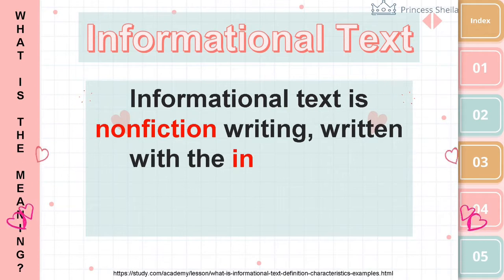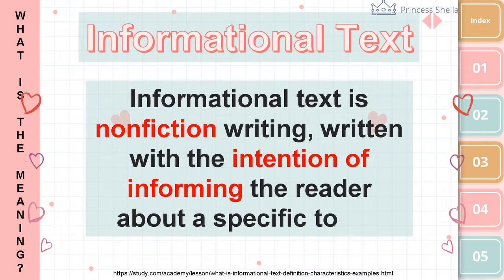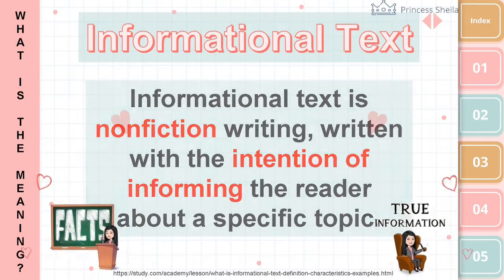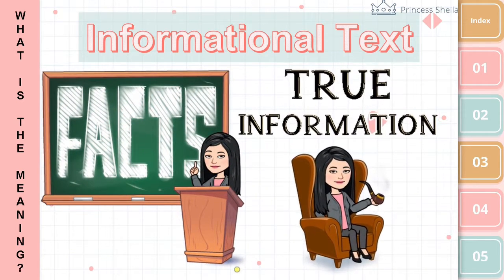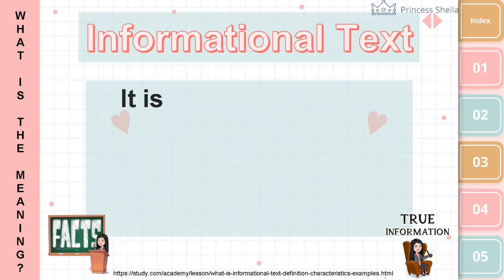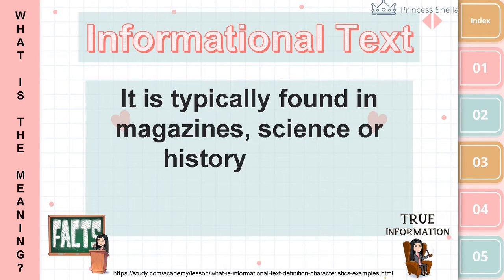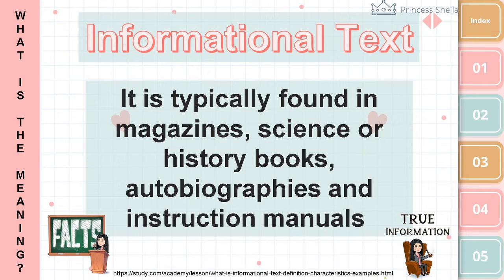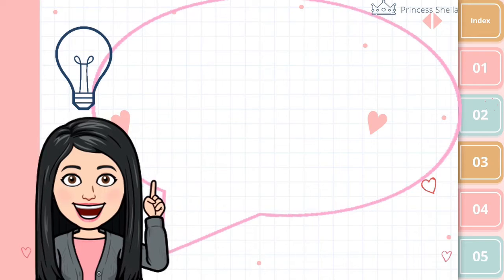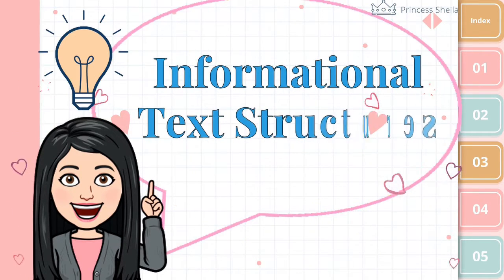Informational text is non-fiction writing, written with the intention of informing the reader about a specific topic. Informational text contains facts and true information. It is typically found in magazines, science or history books, autobiographies, and instruction manuals. There are different informational text structures.